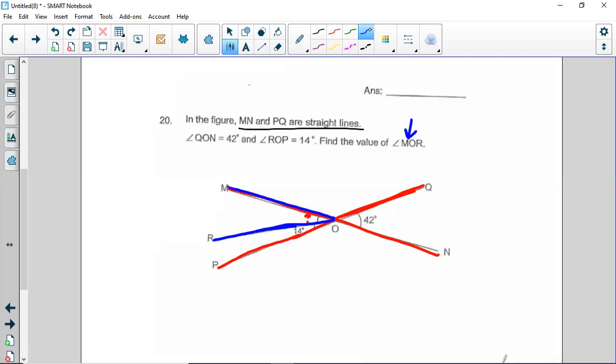Okay, the angle is found near the middle letter O. So those of you who have a hard time knowing what angle you're trying to find, the angle is near the O, which is a question mark. Okay, so I'm going to just take out the blue color again.